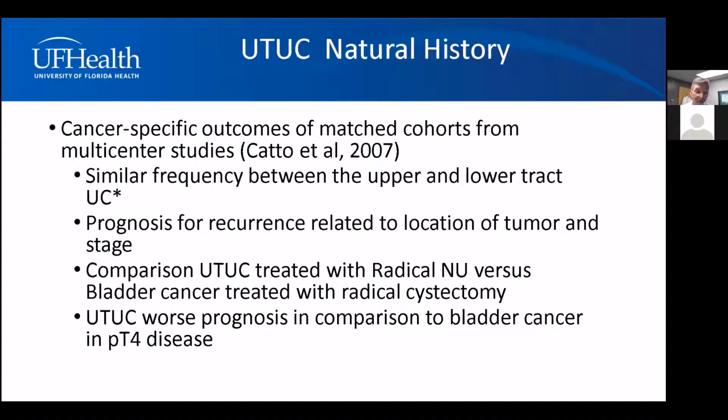Cancer-specific outcomes in matched cohorts from multi-center studies by Cato show that there's a similar frequency between the upper and lower tract UC. And I put a little star there because we're going to speak about that later. Prognosis for recurrence is related to the location of the tumor and the stage.